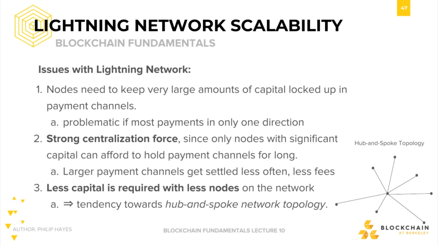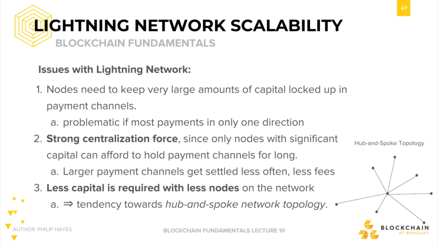So some issues with Lightning are, one is nodes need to keep a very large amount of capital locked up. So if I want to pay Gloria 11 Bitcoin, but we only have 10 in our private channel, and payments are only going one way, from me to Gloria, then I need to open up another channel with her. That's problematic. Another huge issue is if I want a lot of people to send money through me, I need to have a lot of capital, because that's the only way I can make everyone's payments.